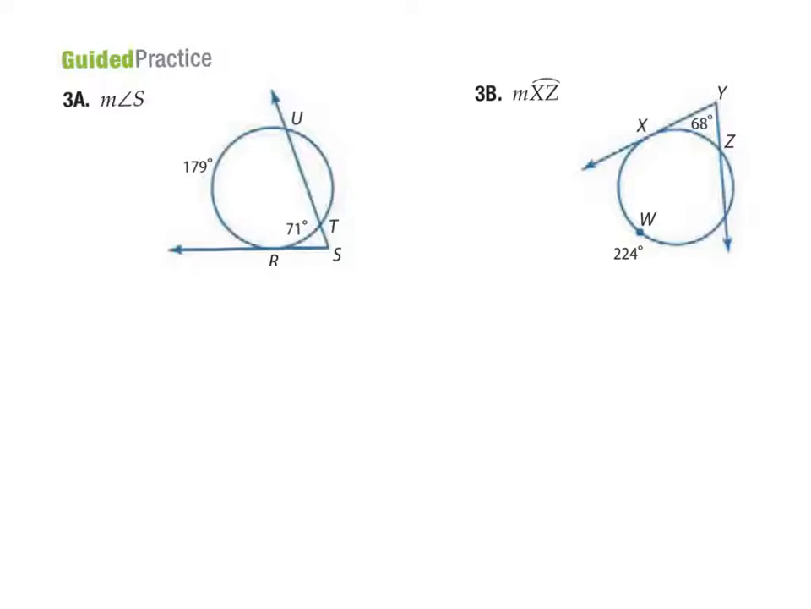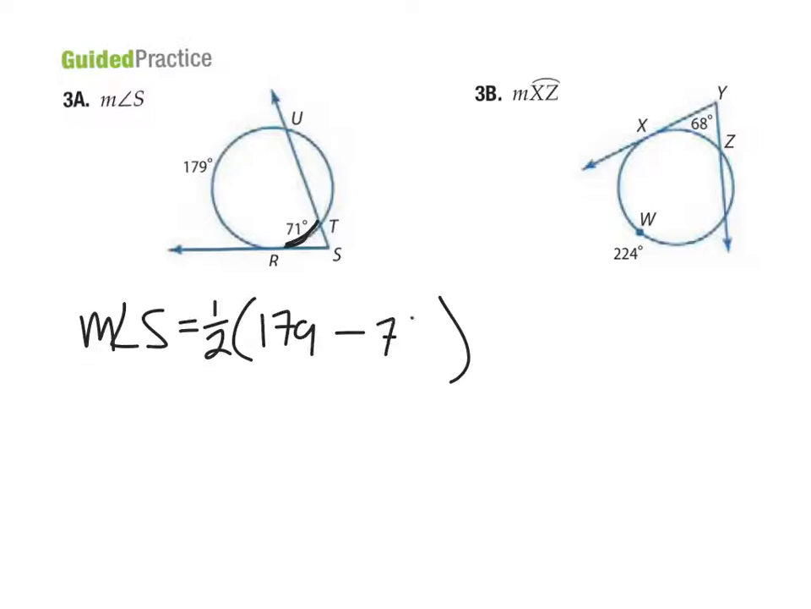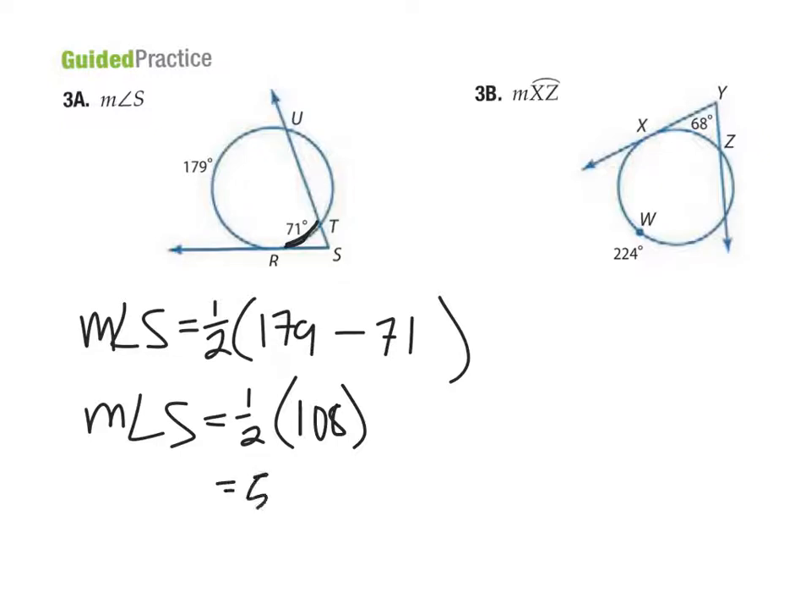All right, this first one, 71 degrees is, I think that's this part here, RT. Yes, because we're trying to find the measure of angle S. So the measure of angle S is going to be half of the difference of 179 and 71. So we just have to put this into our calculator. And we get 54. So the measure of angle S is 54 degrees. That's for the first one.